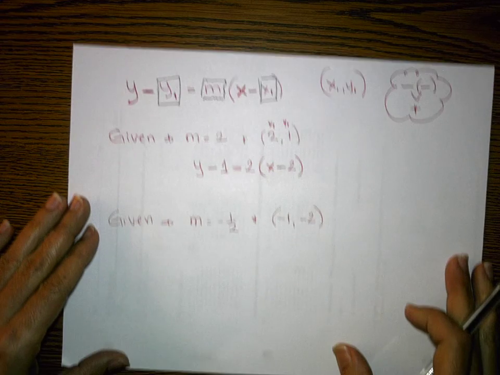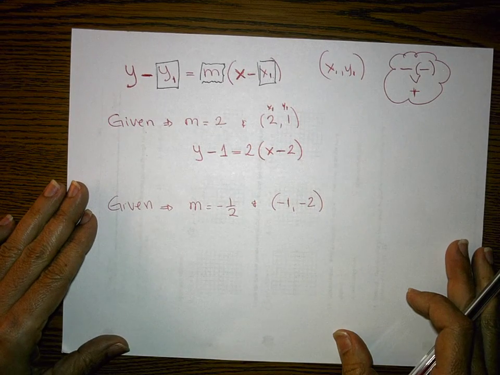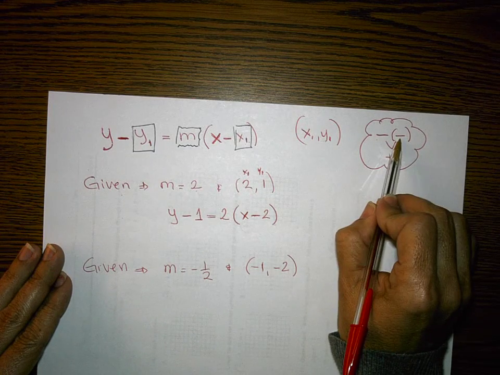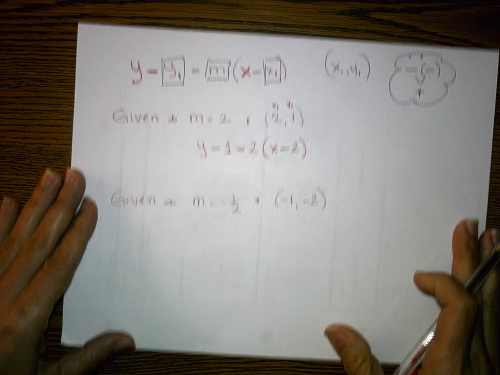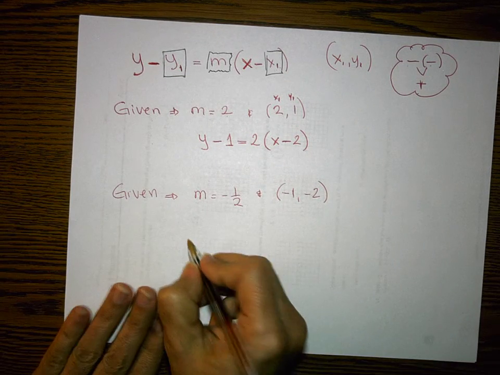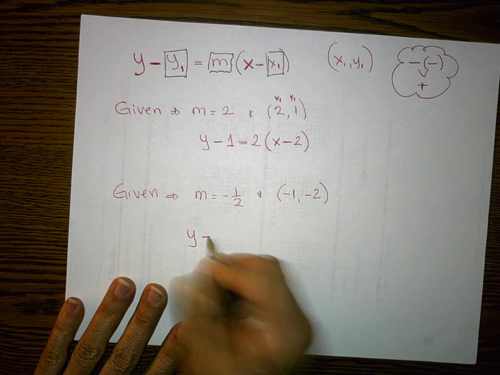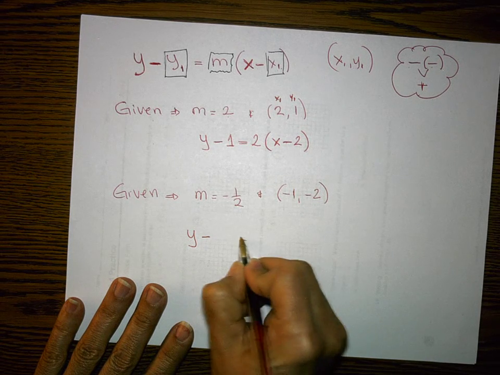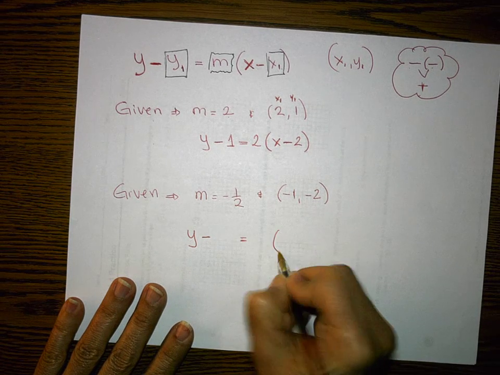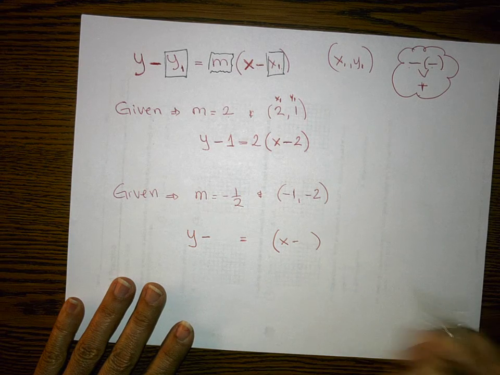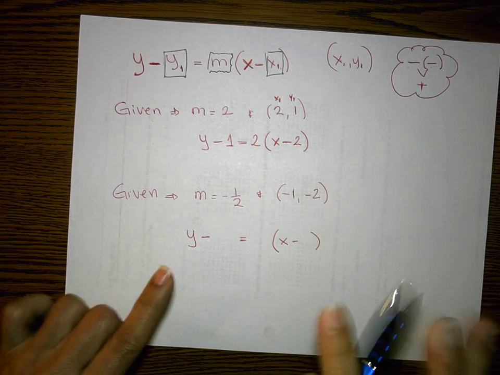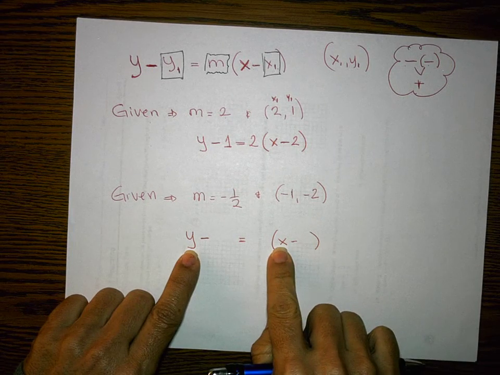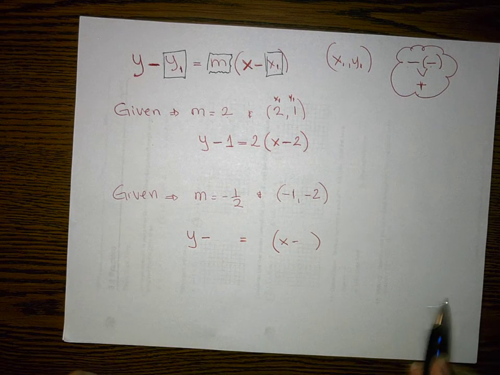Alright, let's do it one more time. This time I'm going to use this idea of negative times negative becomes positive. So let's take a look at it. I am going to write the equation y minus, I'm going to leave it blank, equals blank times x minus blank. Alright, so there you go. I left everything that I need to replace, I left what I don't need to replace, and I left a blank where I need to replace.